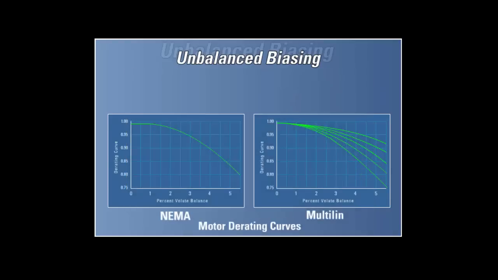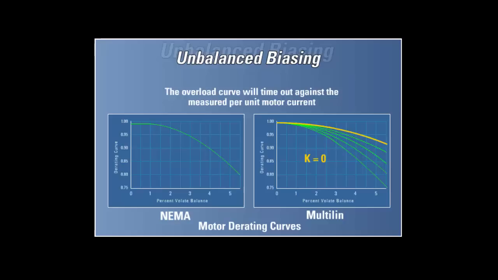Based on this assumption, the graph on the right illustrates the amount of motor derating for different values of K entered for the set point unbalance bias K factor. Note that the curve created when K equals 8 is almost identical to the NEMA derating curve. If a K value of 0 is entered, the unbalanced biasing is defeated and the overload curve will time out against the measured per unit motor current.